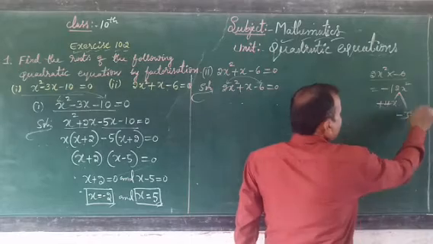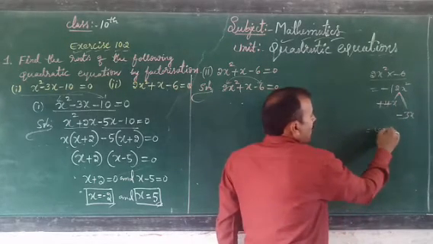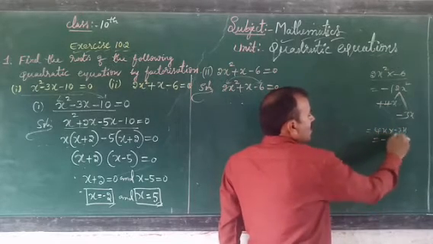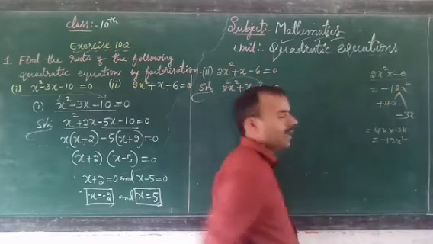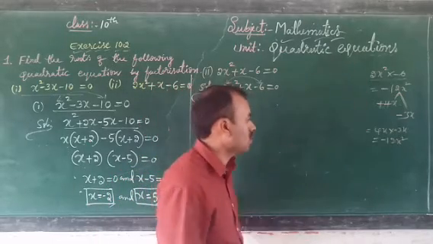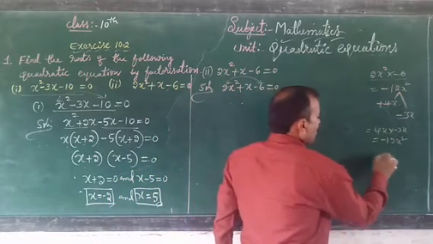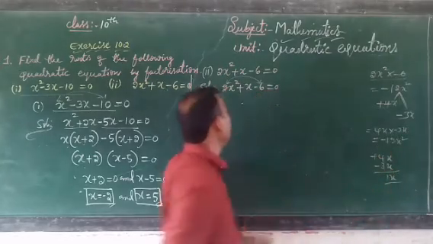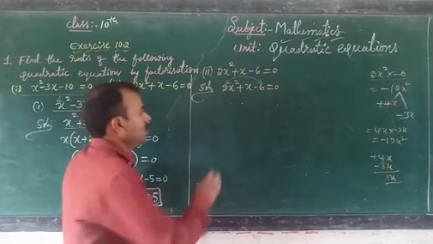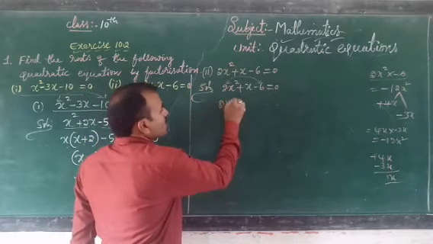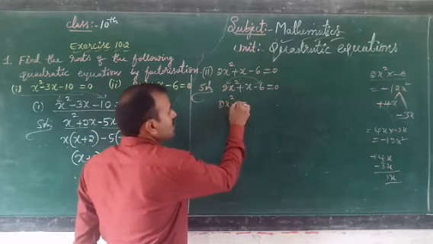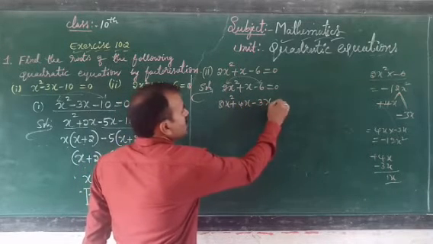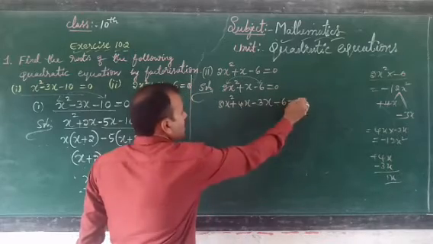So x and x. Here 4x into minus 3x is equal to plus into minus, 4 3s are 12x square minus 12x square. If we subtract these two, plus 4x and minus 3x, we get 1x. Next is x. In the next step, 2x square plus 4x minus 3x minus 6 equals 0.